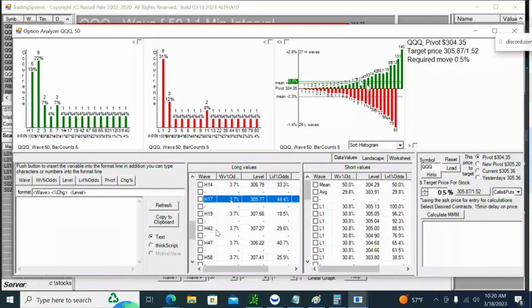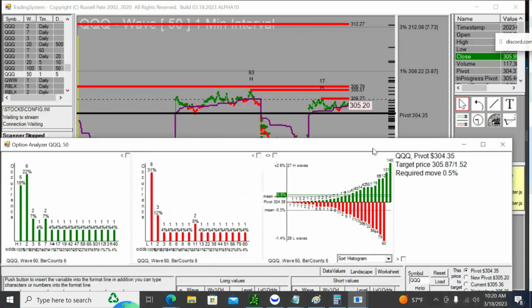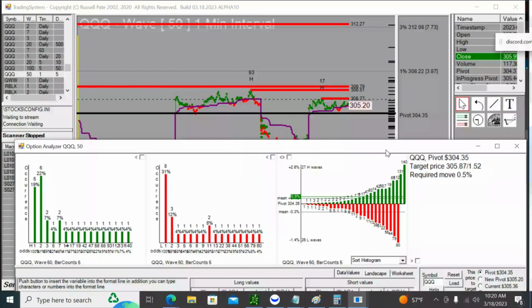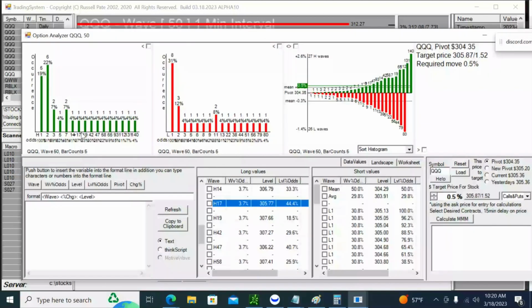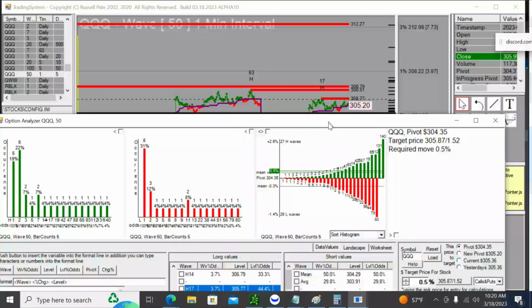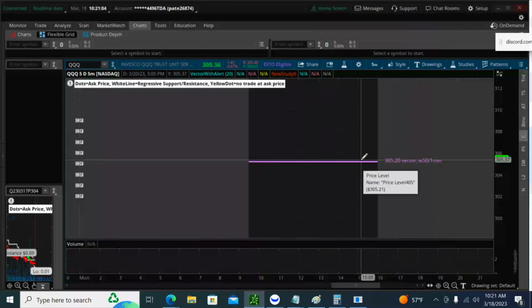If we're running, since we're at the mean, half the action is underneath, half is above. So it's kind of a split thing right now. And over here on the left, we're at H17. So we're kind of in the center. It could go either way. So that's why I come over here and I tag my 305.20.